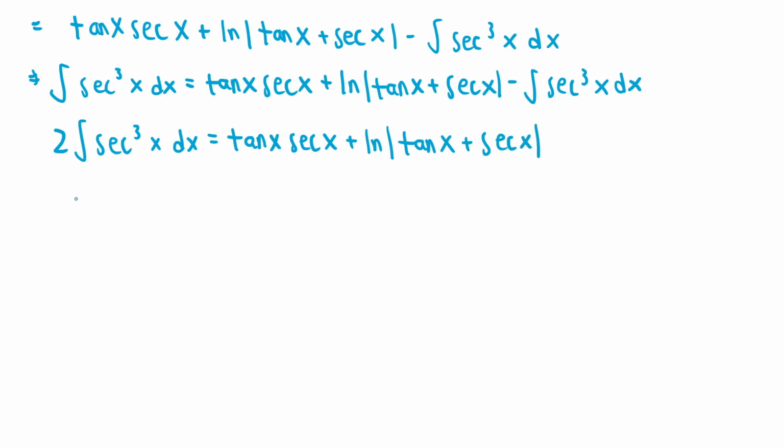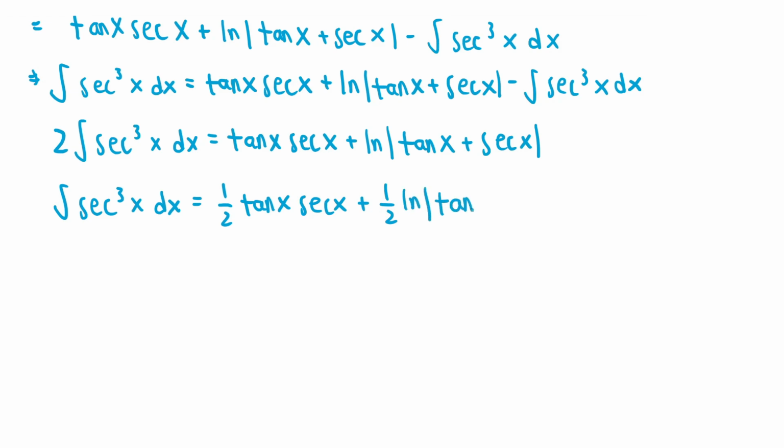And then we just have to divide both sides of the equation by 2, and we get the integral of secant cubed of x dx equals 1/2 tangent x secant of x plus 1/2 times ln of the absolute value of tangent x plus secant of x, plus the constant of integration c. So this means the integral of secant cubed of x dx is just 1/2 tangent x secant x plus 1/2 times ln of the absolute value of tangent x plus secant x plus c.